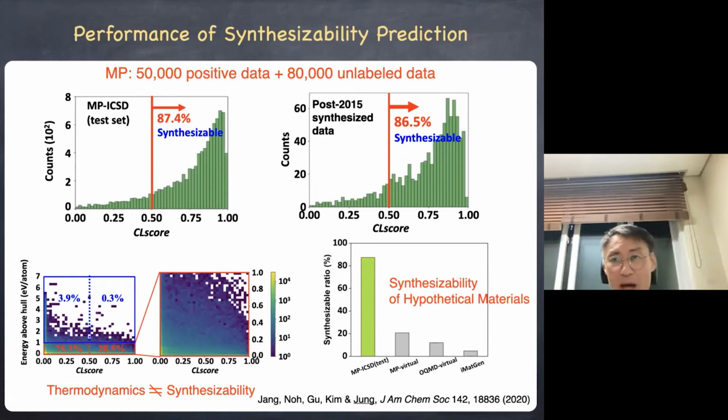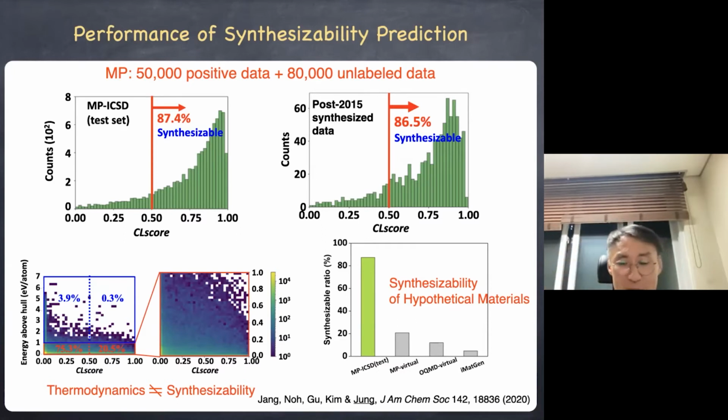To validate our model, we only used the synthesized data up to the year 2015, and then determined whether that model is able to predict the synthesizability of those materials that were synthesized between 2016 and 2020. And we again obtained about 86 to 87% accuracy.